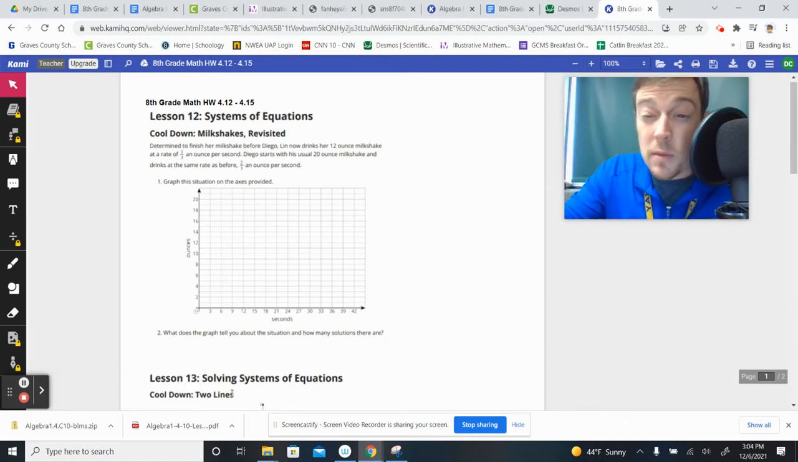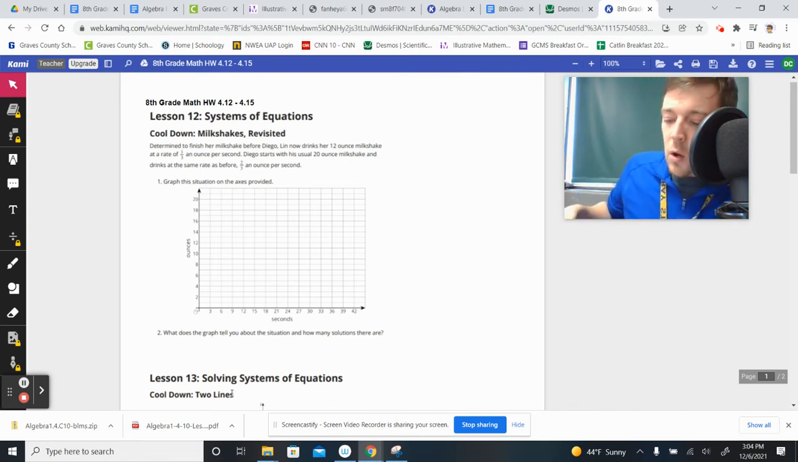We're looking at systems of equations, and we're going to do this milkshake problem revisited from our warm-up problem today. Determined to finish her milkshake before Diego, Jada has upped her speed. She's now drinking her 12-ounce milkshake at a rate of a third of an ounce per second. Diego starts with his usual 20-ounce milkshake and drinks at the same rate as before, which is 2/3 of an ounce per second.